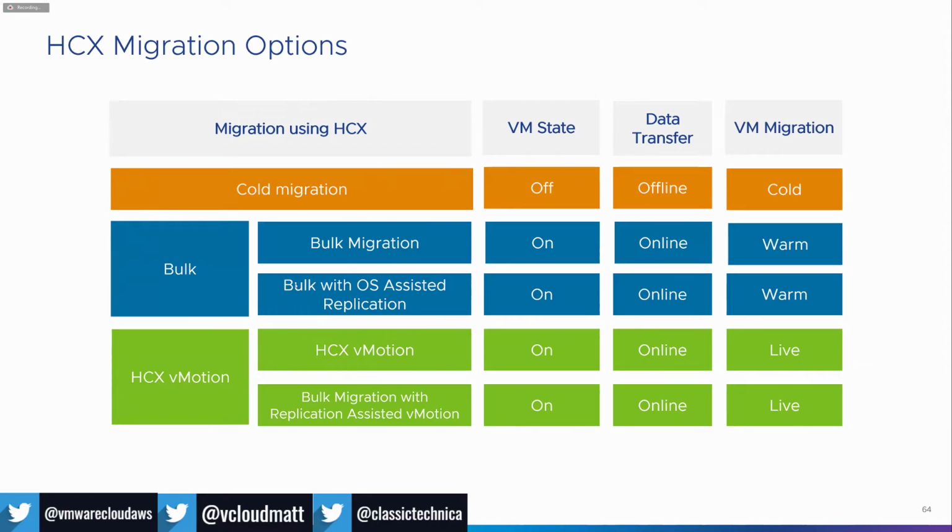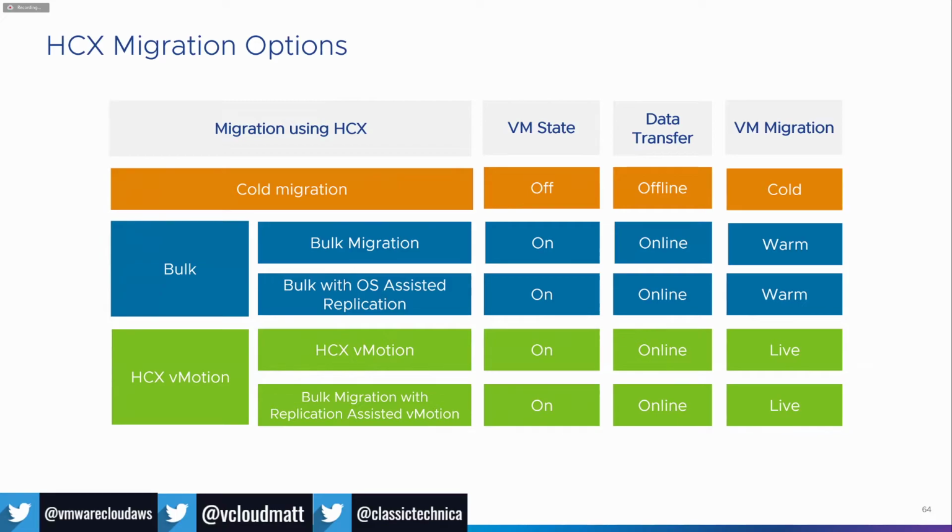The other bulk migration that's a newer feature is called bulk with OS, or sorry, not this one. I was thinking of the vMotion one. Bulk with OS Assisted Replication. So OS Assisted Replication is a newer feature of HCX. I'm not overly familiar with it, so I won't really talk about it, but this is what you would use when you have VMs that are not vSphere based.